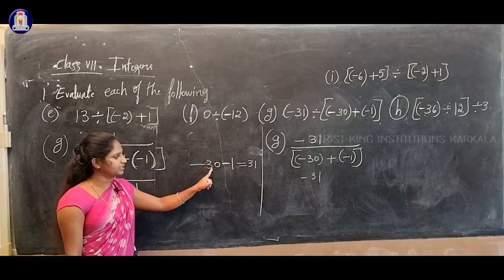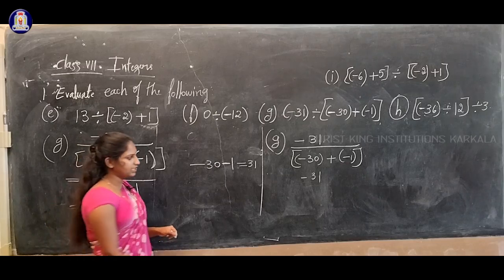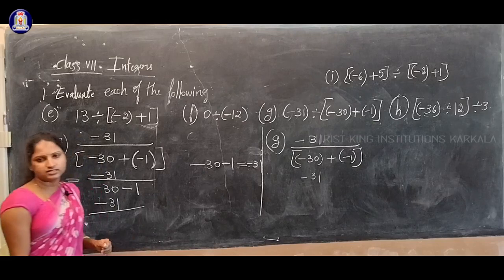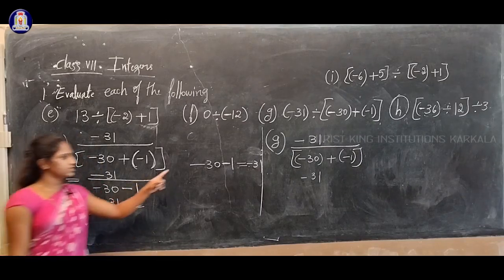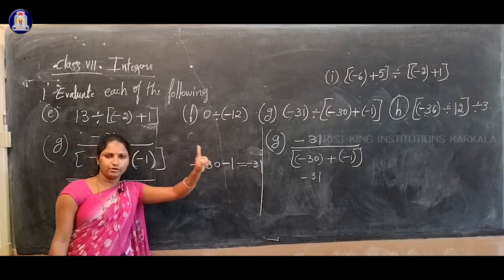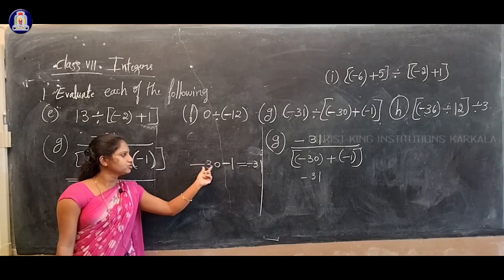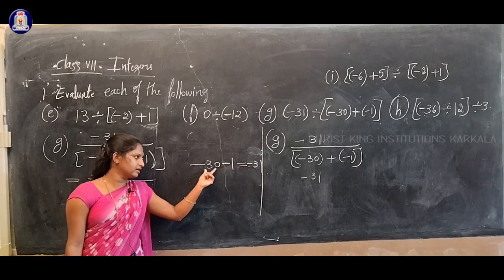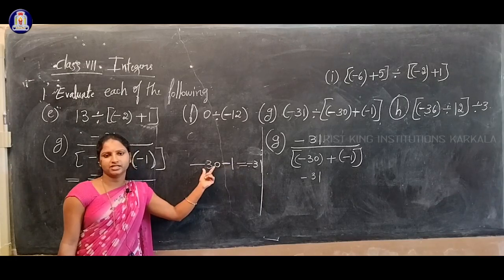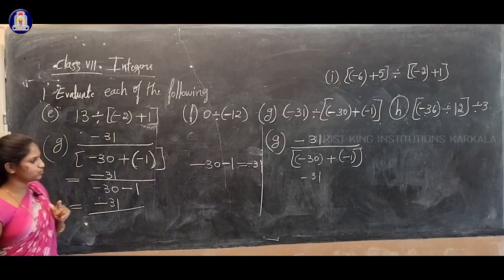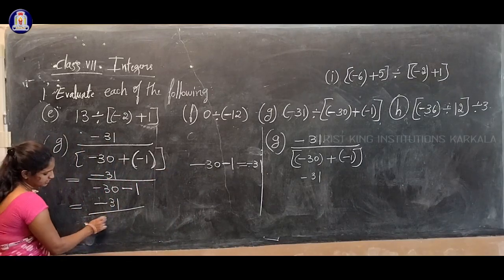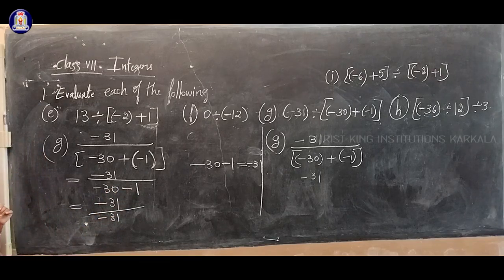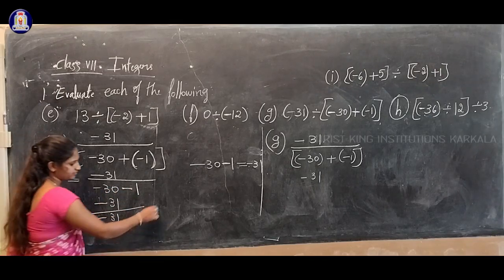So which is a greater number? 30 is greater, that sign is a minus. Minus 31 is the answer. Same sign, minus minus, then you have to add, in addition, clear? So 30 plus 1, that is 31. Which is greater, 30 or 1? 30 is greater, that sign is a minus. So we'll get the answer minus 31. In the denominator, after simplifying, we'll get the answer minus 31, okay.